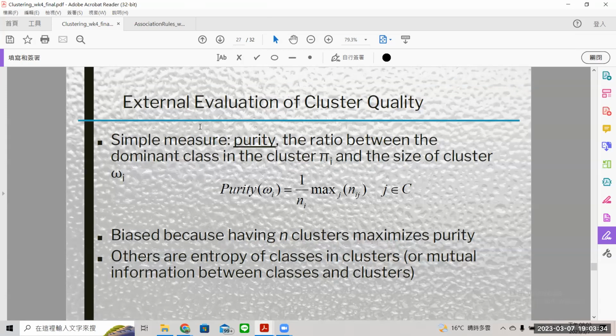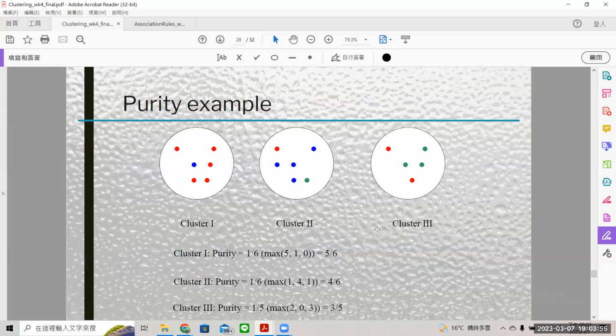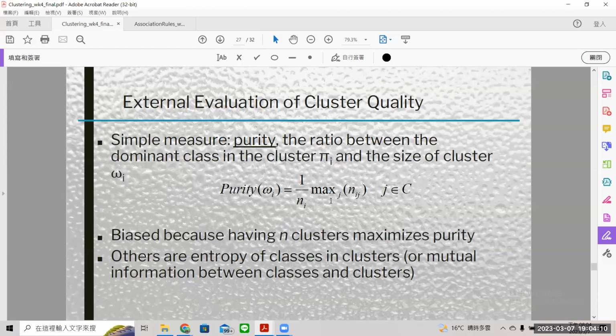Then we can use external evaluation of cluster quality. Of course, the higher the purity, the more acceptable the classifying result is. We can use purity, so you can check this one. For example, this graph is easier to understand. If we have 3 clusters, as you can see, for cluster 1 we use this function to compute purity.